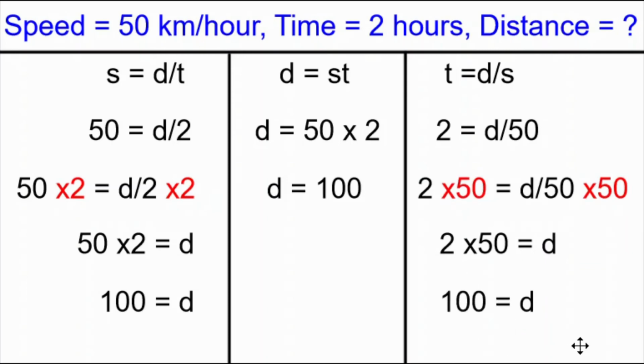Same answer. So we can see now that we can plug this example problem into any of the three versions of the formula, and with a bit of simplification, we always end up with the same answer, the right answer. This is the distance, speed, and time formula. It is today's Daily Dose of Math.